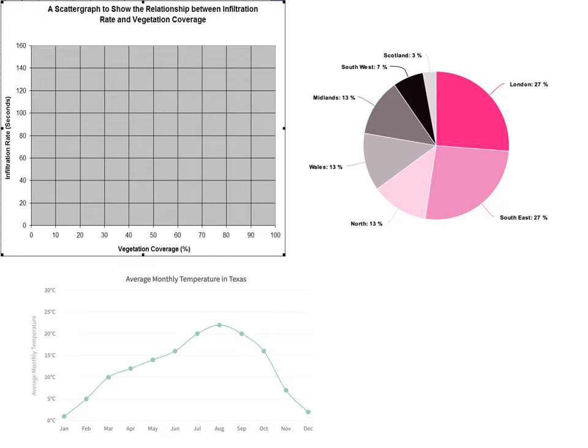Maybe you've got 2 pieces of information. So on the top left here, we've got a scatter graph. So you're seeing the relationship between 2 pieces of information. On the top right, we've got a pie chart, so you're seeing the proportions of different values. And the bottom left, maybe you want to see changes over a period of time, so you'll have a line graph there. So there's different ways to present data. It depends on what you want from your data.